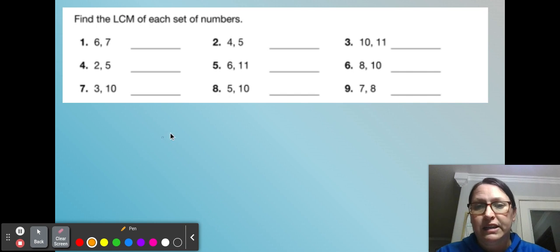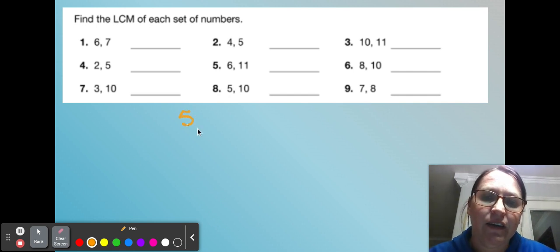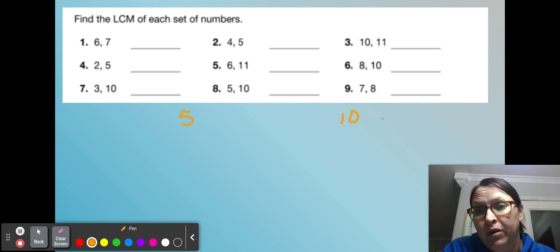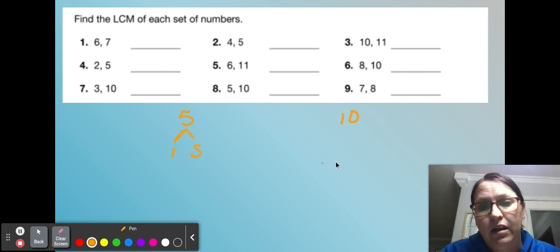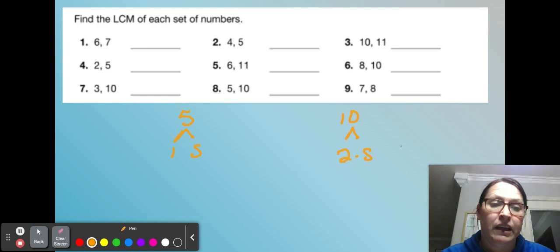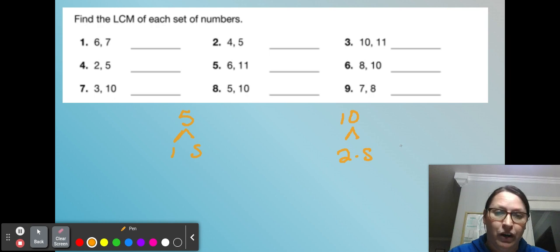Let's look at number 8. With 8, I have 5 and I have 10. And this is one of those instances where I do have a prime number. 5 is a prime number. 5 is 1 times 5. And 10 is 2 times 5. Okay? I don't just multiply 5 times 10 and get the answer in this case, because 5 times 10 is 50, and that does not work.